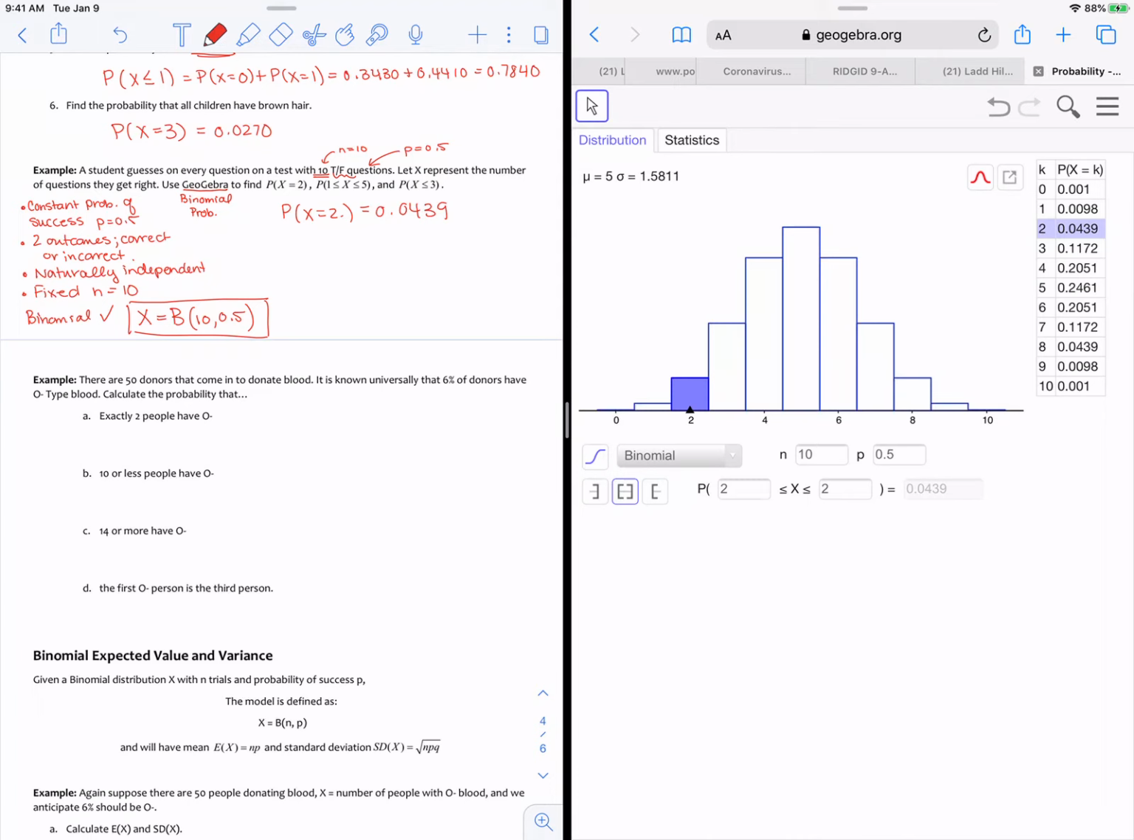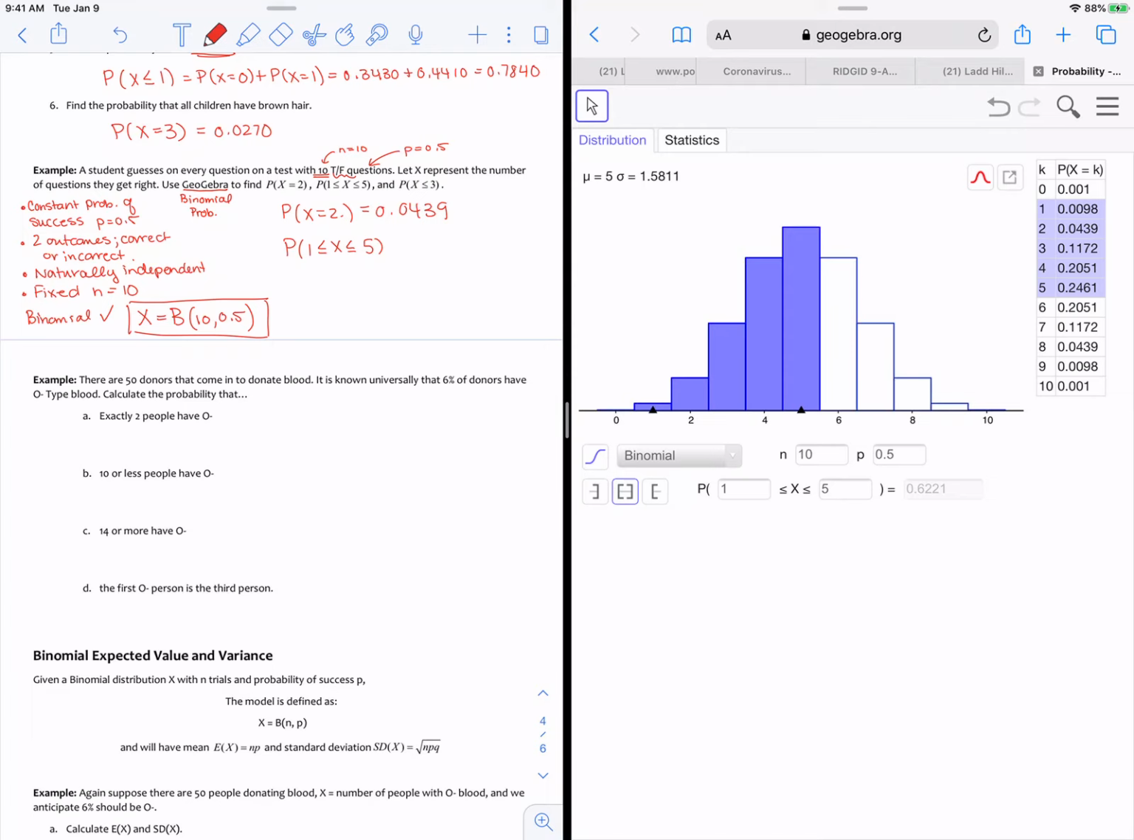The next one I'm being asked for is the probability that x is between 1 and 5. So if I want between 1 and 5 inclusive, so there is the equal sign on there, I want 1, 2, 3, 4, and 5. So that's what I want. And notice that my histogram has shown the highlighted regions as well as the table showing the highlighted regions.